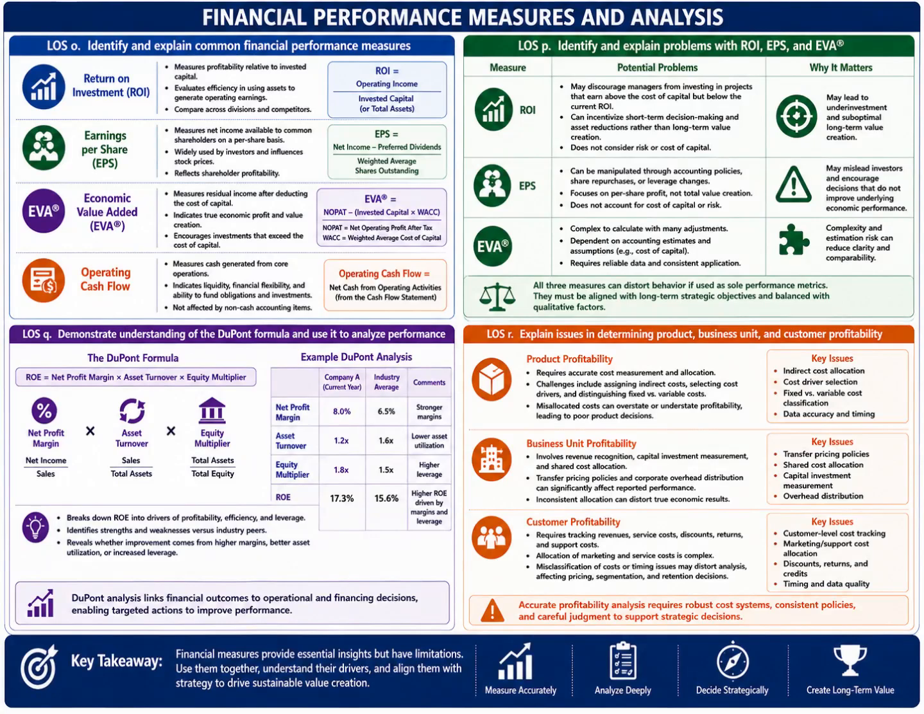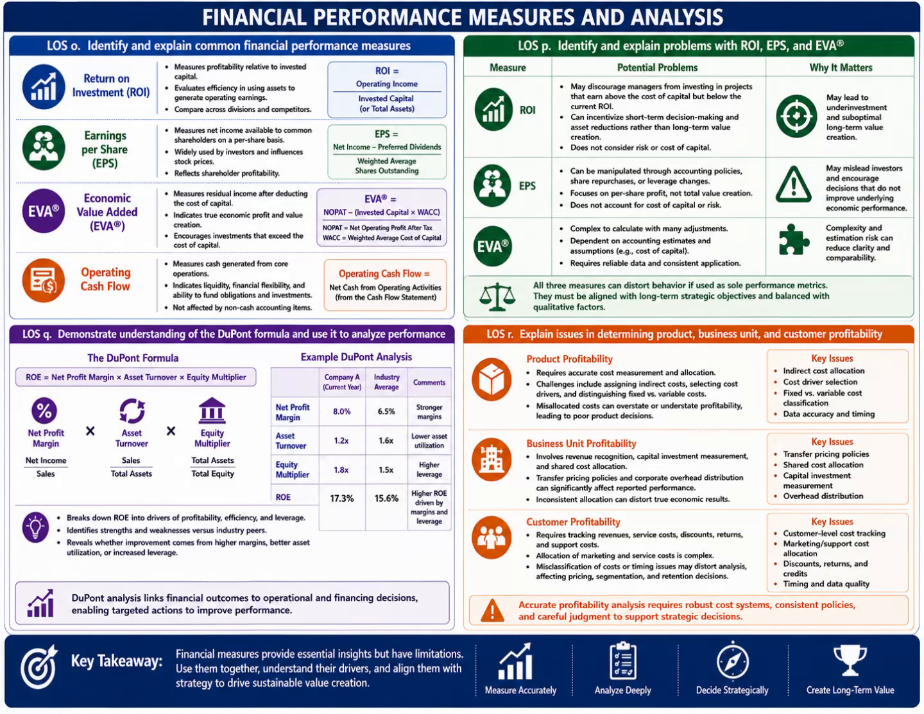Reporting results. LOSO. Identify and explain common financial performance measures: ROI, EPS, EVA, operating cash flow. Return on investment, ROI, measures profitability relative to invested capital and is calculated as operating income divided by total assets or invested capital. It evaluates how efficiently management uses resources to generate earnings. ROI facilitates comparisons across divisions and competitors but must be interpreted alongside risk and capital intensity considerations.